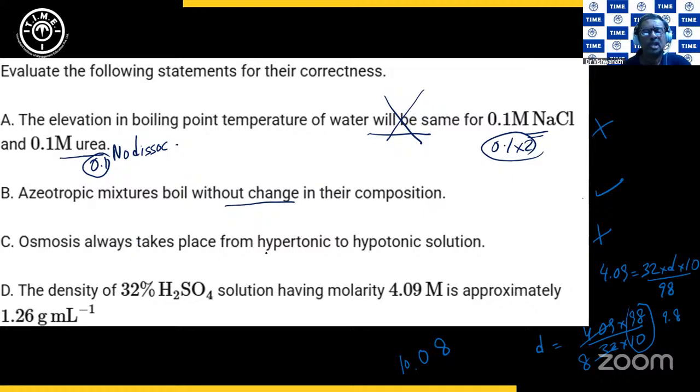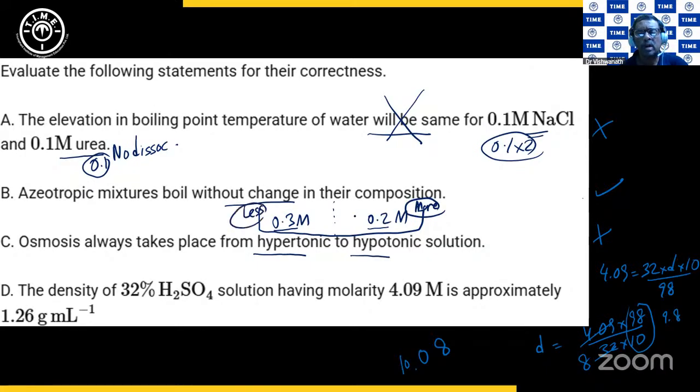Osmosis always takes place from hypertonic to hypotonic. Let us say that this is 0.3 molar and this is 0.2 molar. Hypotonic means less concentration, hypertonic means more concentration. What is going to move? The solvent is going to move. Where is the solvent more? Where the solute is less. So here there is more solvent, and there is less solvent.